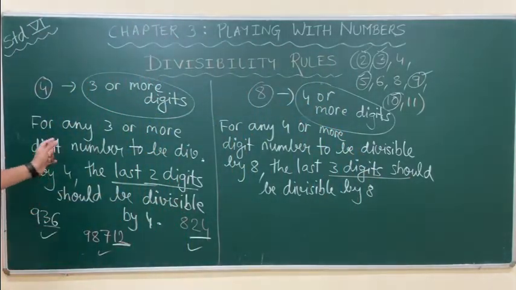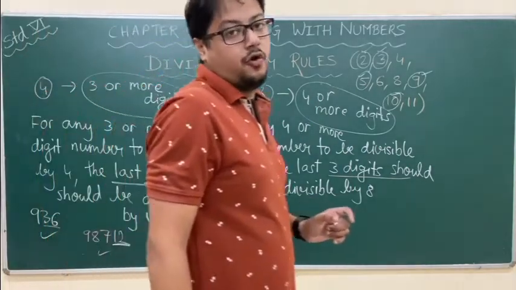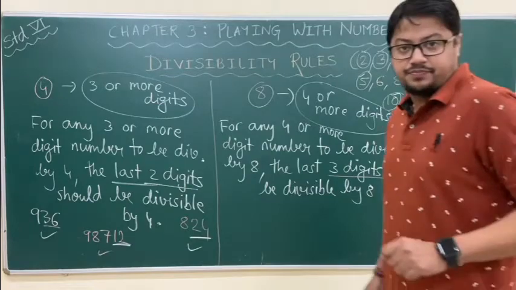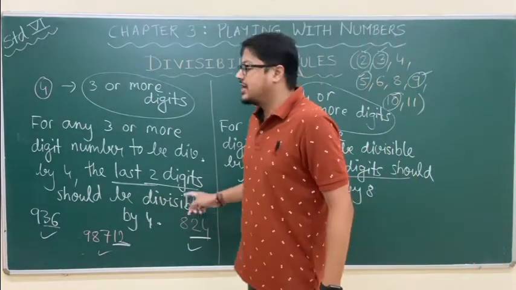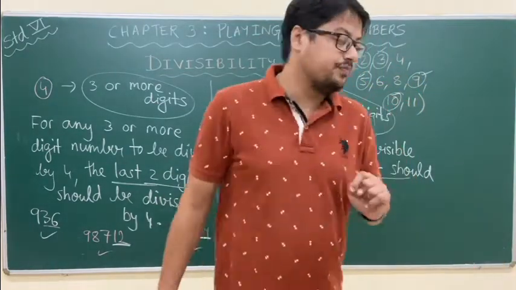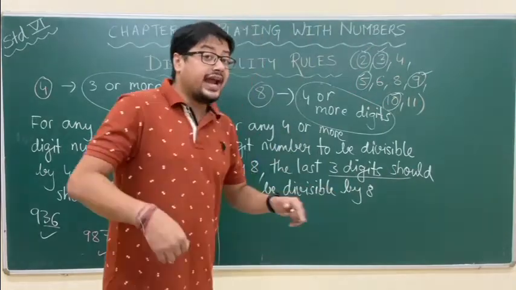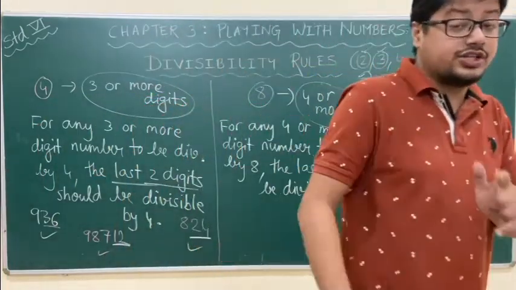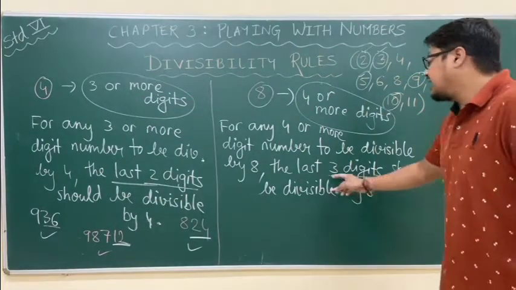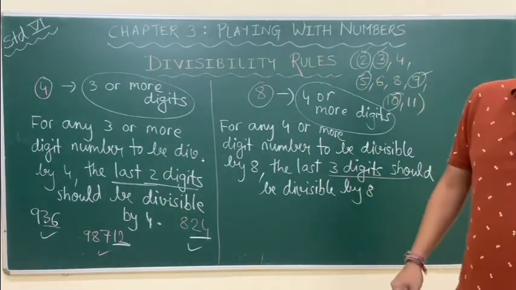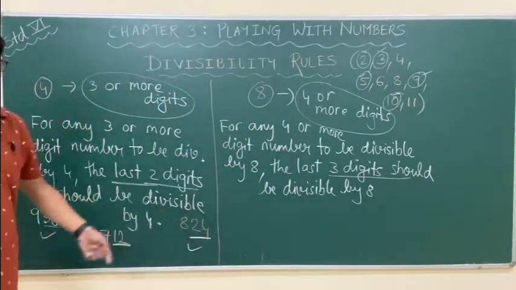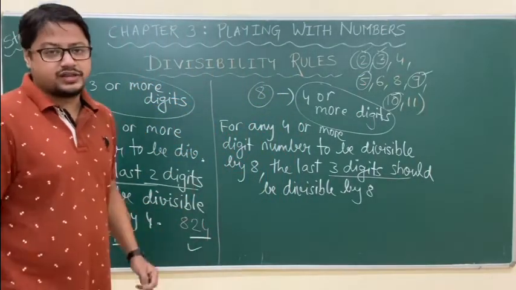So I hope you are understanding the link with the divisibility test for 4. The divisibility test for 4 applies for 3 or more digit numbers, and what we are checking is that the last 2 digits should be divisible by 4. The divisibility test for 8 applies for 4 or more digit numbers, starting with a 4 digit number, and here the last 3 digits should be divisible by 8. Okay, so this will be a little complicated, but because this rule is given, I am explaining that fact.